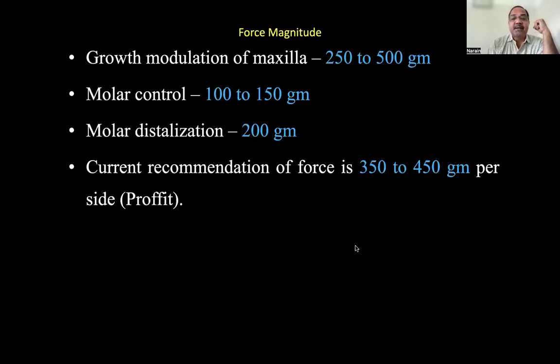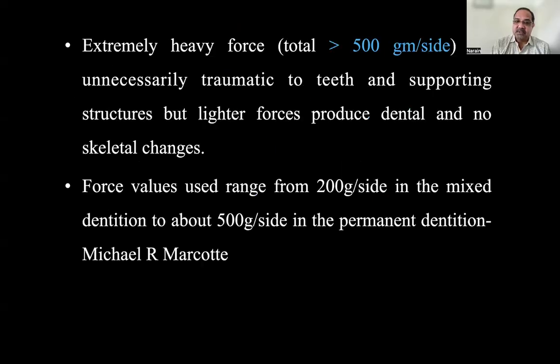The force magnitude depends on what type of use you are putting the headgear to. In cases of growth modulation, you can use about 250 to 500 grams of force per side. Just to control molar anchorage, about 100 to 150 grams would be sufficient. But in molar distalization, more than 200 grams would be required. Now, the current recommendation of force for distalization by Proffit is 350 to 450 grams of force.